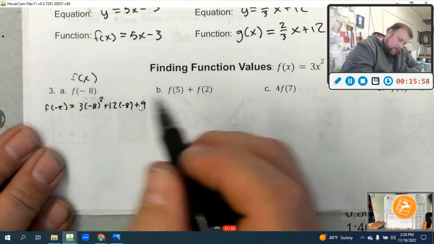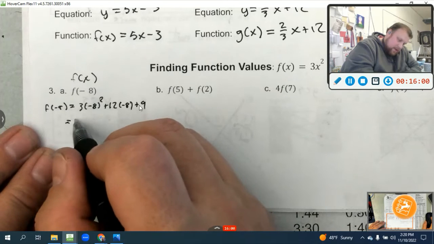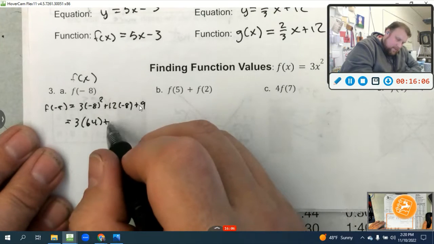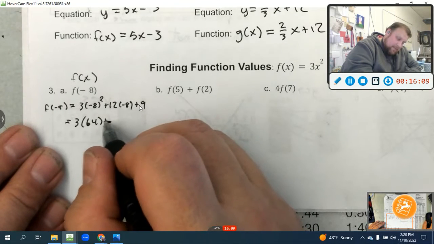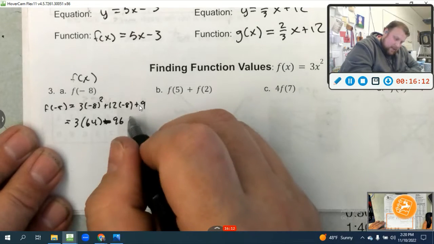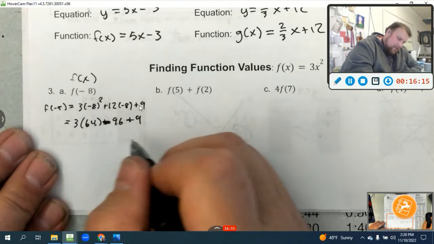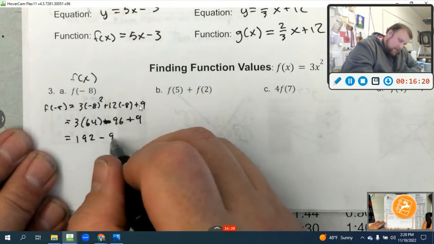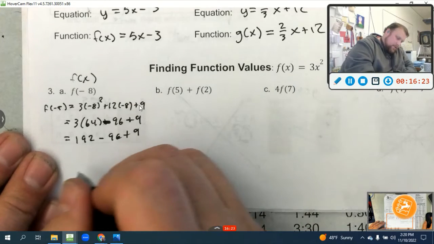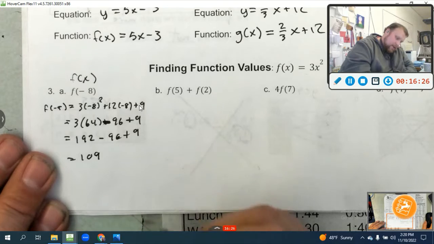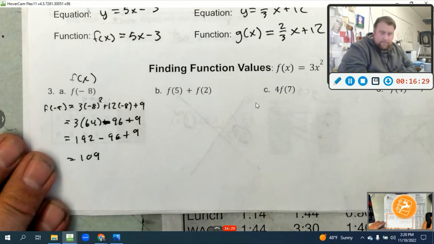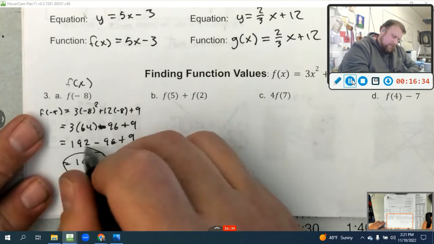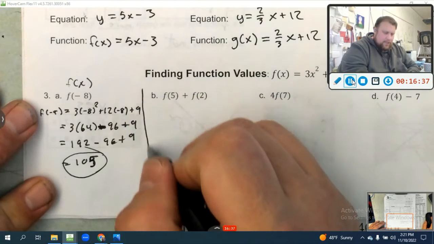Okay, got to do the exponent first, so I'm going to have equals 3, negative 8 squared is 64, plus 12 times negative 8 is going to be minus 96. And then plus 9. 3 times 64 is going to be 192, minus 96 plus 9, which just equals 105. I misspoke earlier. That's 105. I felt something's off here. Okay, so that's just a normal way of plugging it in.